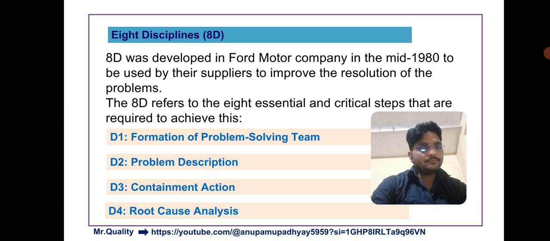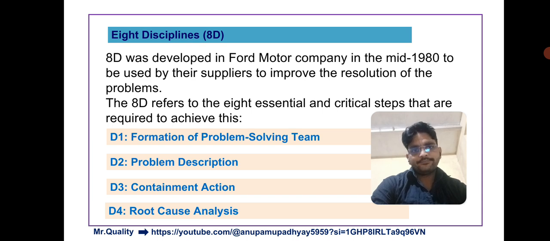Second is problem description, meaning how to describe the problem. We should use the 5W and 2H approach: what is the problem, where is the problem, who found the problem, and when the problem occurred. And another is how to solve the problem and how much quantity the problem has occurred. And third one is containment action, meaning containment action like what are the segregation details and what corrections we have taken.